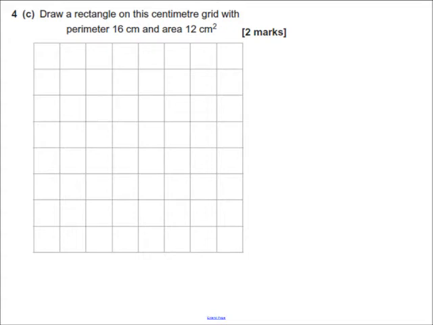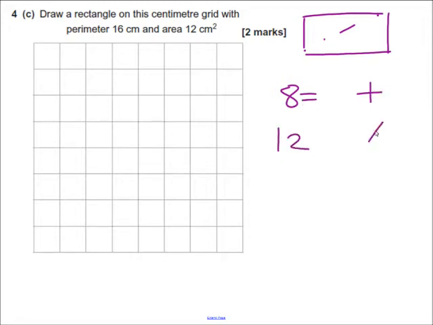Question 4c is asking us to draw a rectangle on the centimetre grid with a perimeter of 16 centimetres and an area of 12. So using the same technique we used in question 4b, let's look at the perimeter first. So our length and our height need to add up to 8, because this is half of our complete rectangle. So we need a combination of numbers that when added together give us 8, but when multiplied together give us 12. Well, all you need to do is go through your factors of 12.